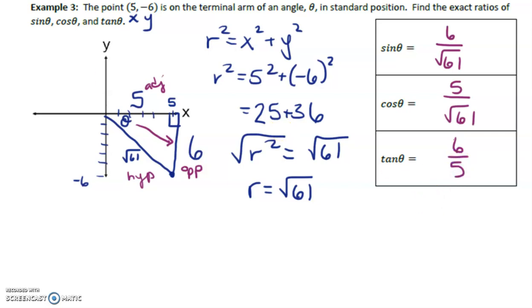Okay, one more step. The CAST rule, C-A-S-T. We are in the cos quadrant, so cos is going to be positive. The other two are going to be negative.